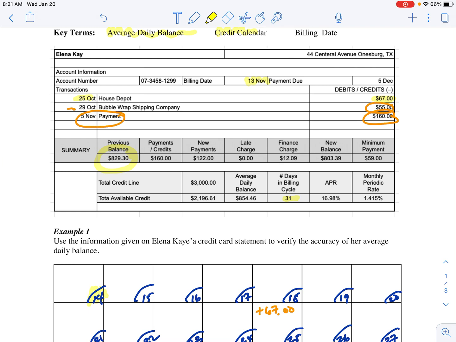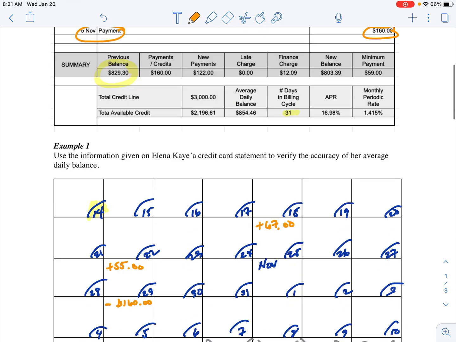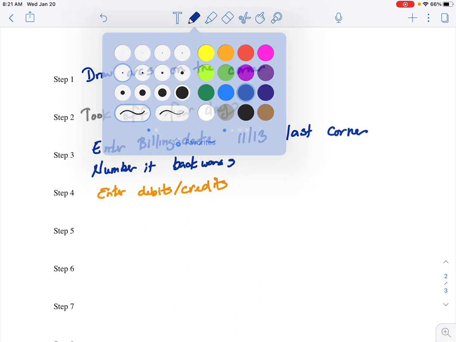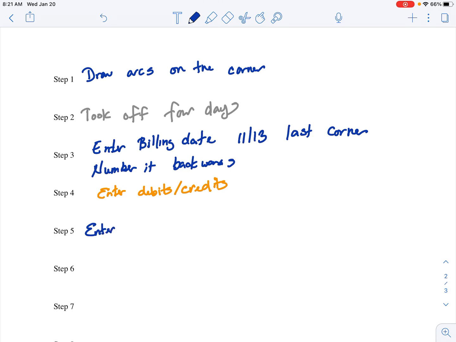And notice that Elena made no purchases or payments until October 25. So on each day from October 14th to the 24th, the daily balance is $829. So right here, step 5, enter balance October 14th, and it's going to go all the way up until the first actual debit, which was October 25th.